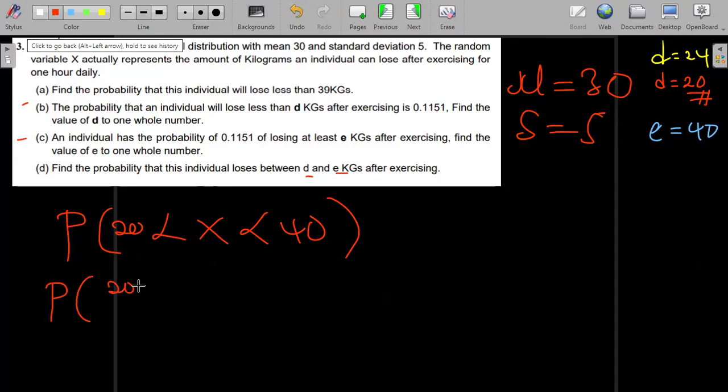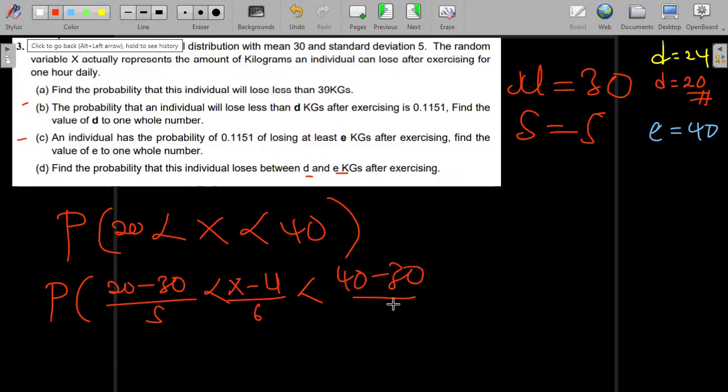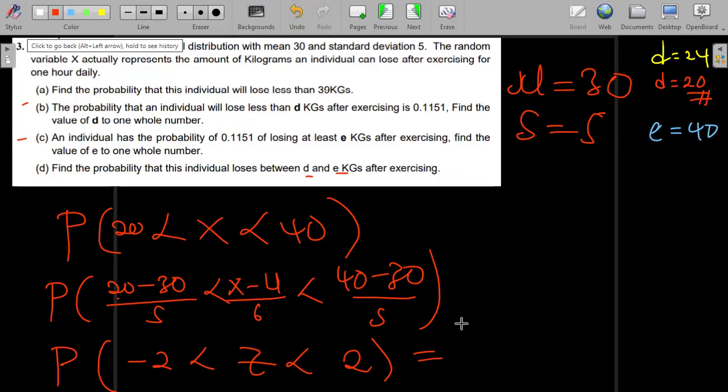So it will be (20 − 30)/5 less than (X − mean) divided by standard deviation, less than (40 − 30)/5. So this will be the probability that 20 minus 30, which is minus 10, divided by 5, which is minus 2, is less than Z, which is less than 10 divided by 5, which is 2. When you simplify this, it's actually going to give you 2P(Z < 2) − 1. So we just have to find this probability here.